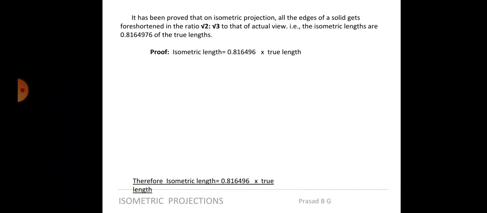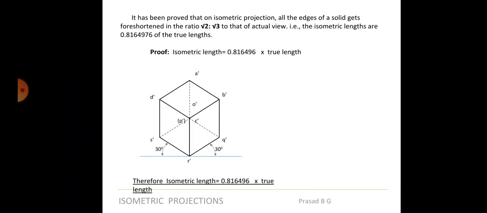So please remember this value: the ratio is √2:√3, or 0.8164. Here we have the proof for that. Let's say we have to draw an isometric projection of the cube here, and we will just draw the construction.